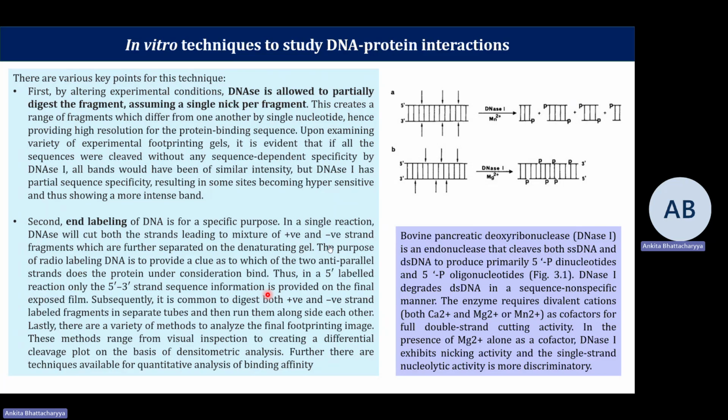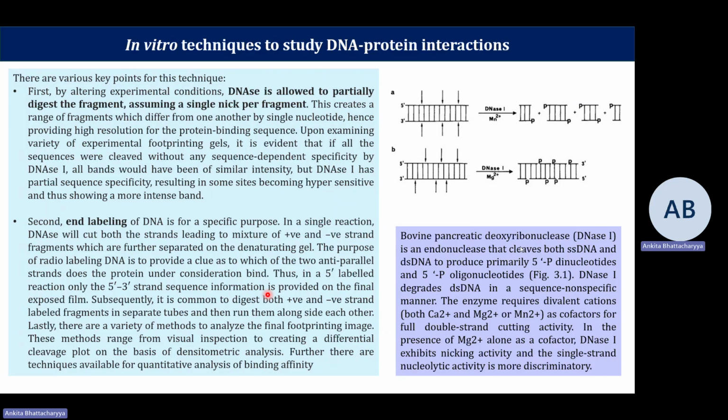You'll get positive strands and negative strands both, and then that is going to completely mess up your data and make it very inconclusive. So you should radio label or tag your DNA, fluorescently label or radio label, or just simply tag your DNA to make sure which of the two antiparallel strands the protein under consideration actually binds. So you'll get an idea about the way in which the protein accesses and binds to your DNA, recognizes its motif, and then does its job.